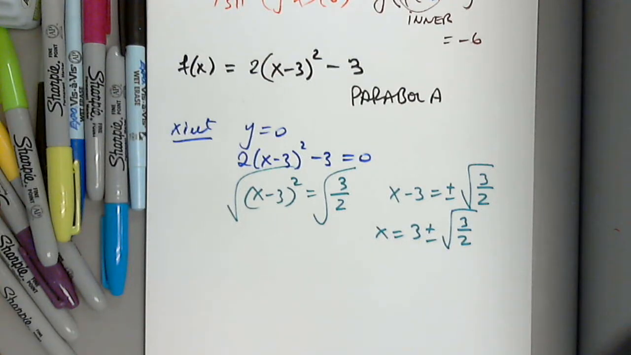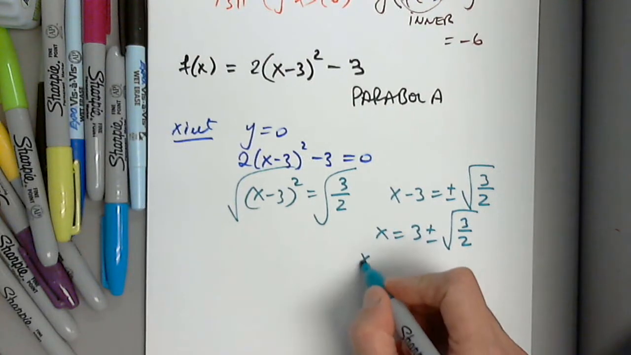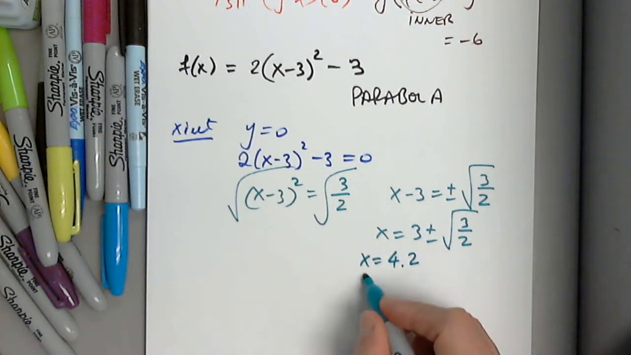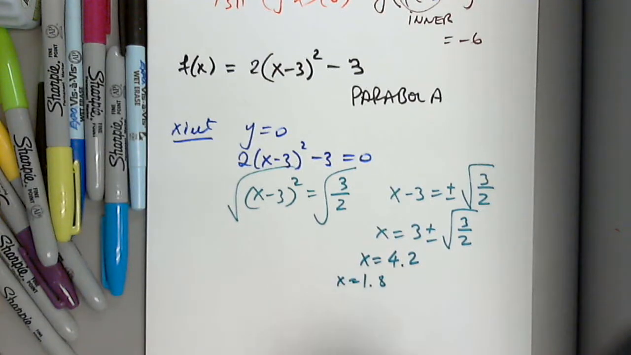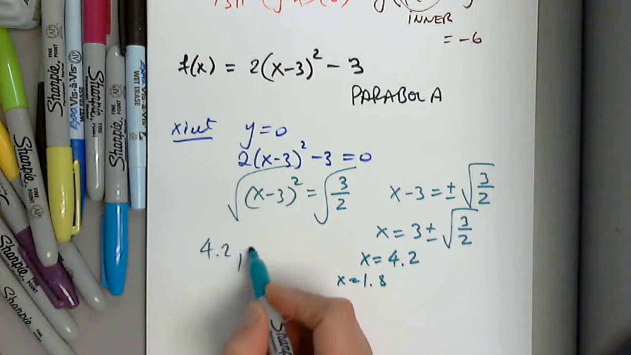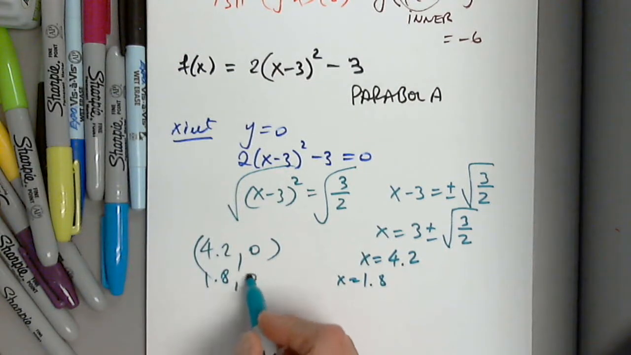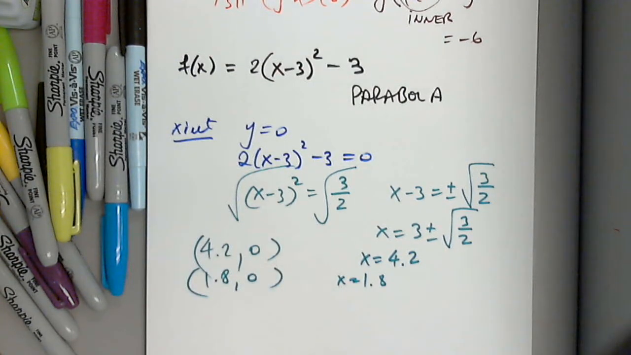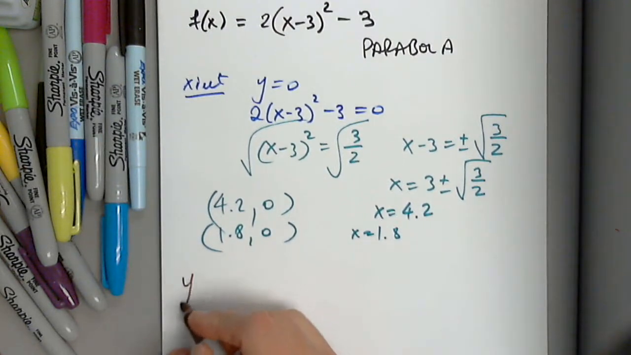Okay, so we got two solutions, 4.2, so x equals 4.2 and 1.8. So these are the two solutions. So we have 4.2 comma 0 and 1.8 comma 0. These are the x-intercepts. How do we find the y-intercept for any function?